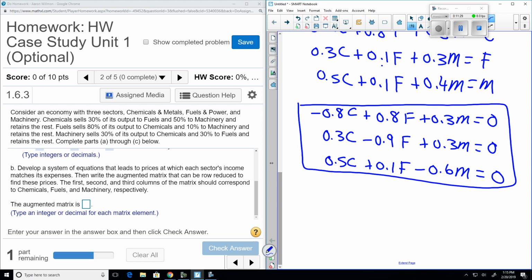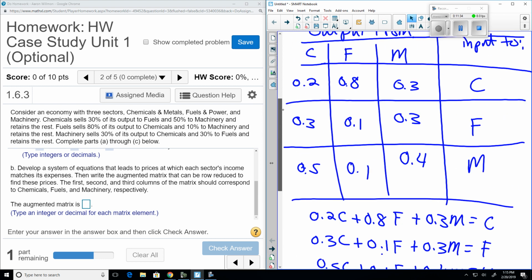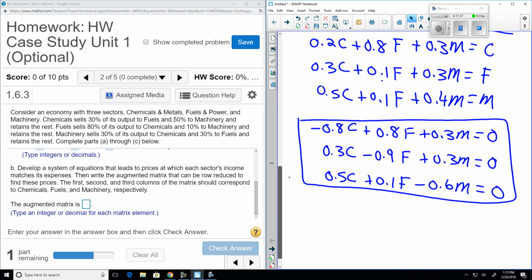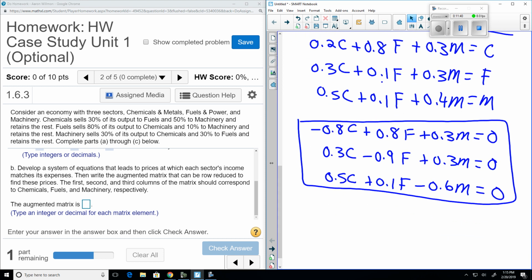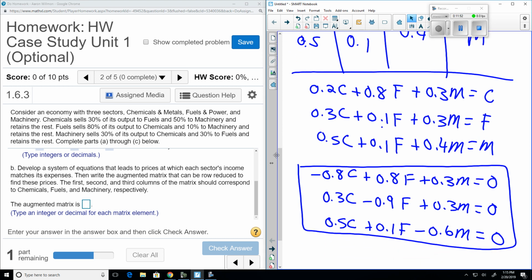So really, once you fill out the table, you have the system. You just have to convert it so that all the variables are on the left. And it works out that way by how we set it up. Yes? How did you get the first row? I subtracted C from both sides. So I have 0.2C minus 1C is negative 0.8C. And I did that for each one. Subtracted F, and then I subtracted M on the third one.